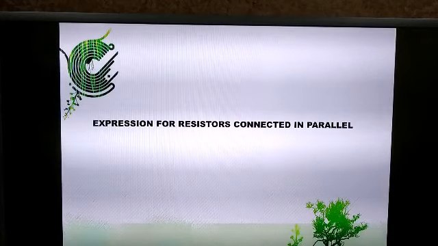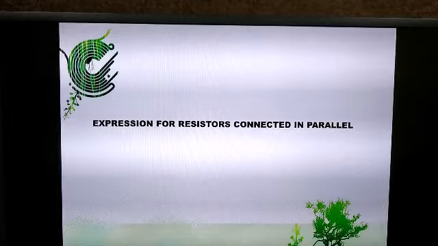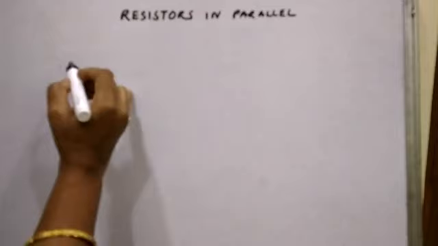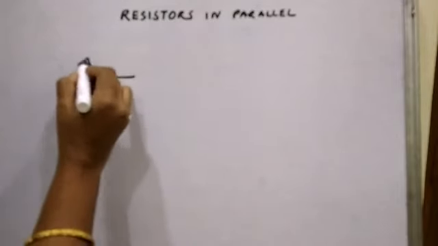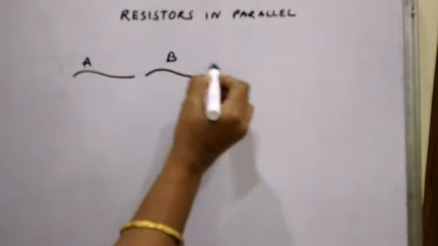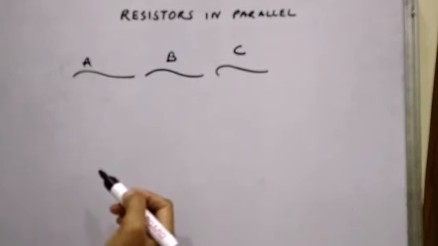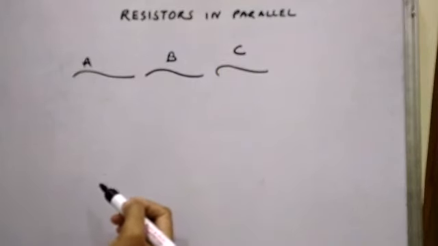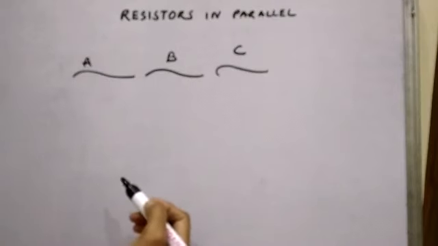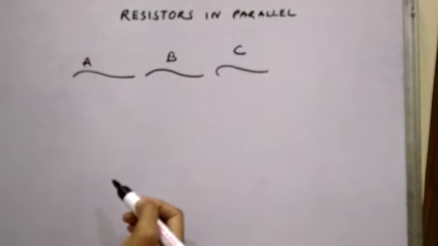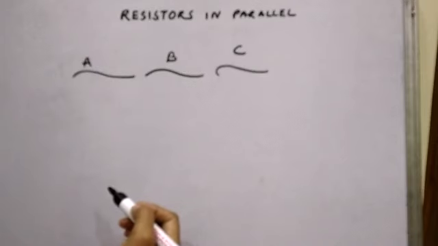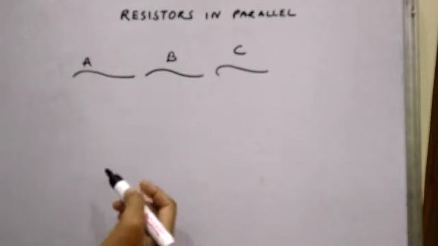Expression for resistors connected in parallel. Consider three wires A, B and C, and all these three wires are to be joined in such a way that these three wires have two common points between each of them. So is it possible? Let's see.